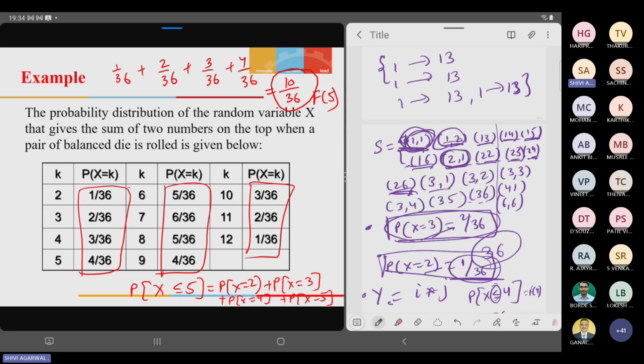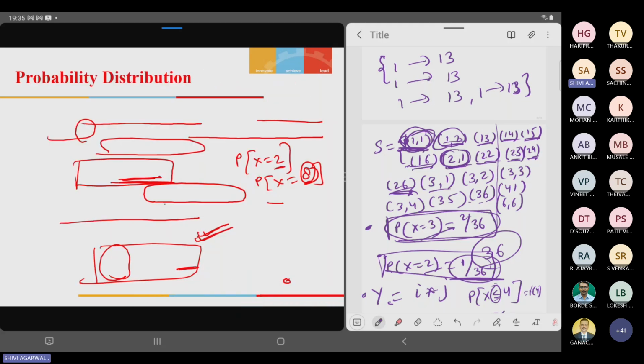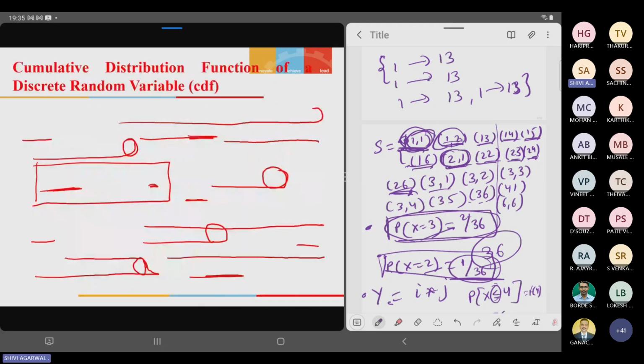That is the CDF. So if you know the random variable and the probability distribution function, you can easily find the cumulative distribution function by addition. Yes, I'm writing in the fraction form 10/36, which is easier to explain. Similarly, we can find different values here.